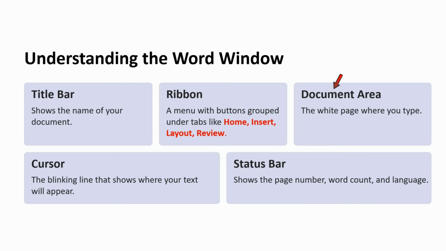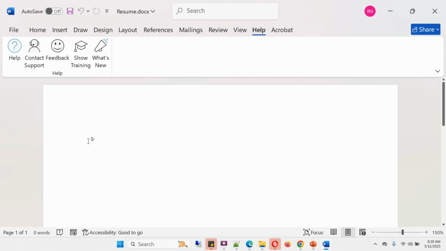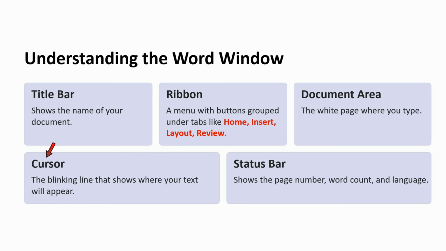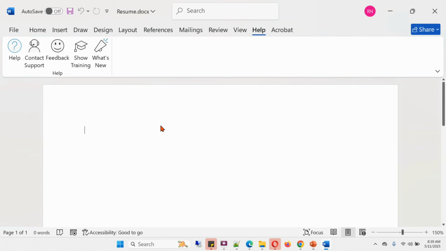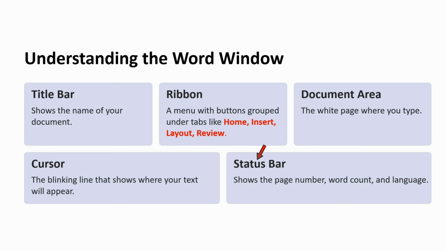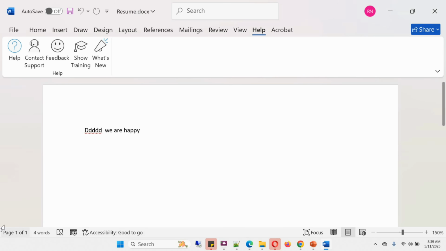Next one is the document area, the white page where you type. Next one is the cursor, the blinking line that shows where your text will appear. Next one is the status bar, which shows page number, word count and language. Here you can see the status bar, which shows page number, number of words and the language.